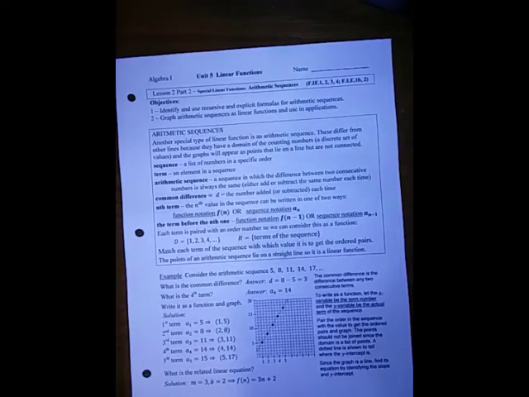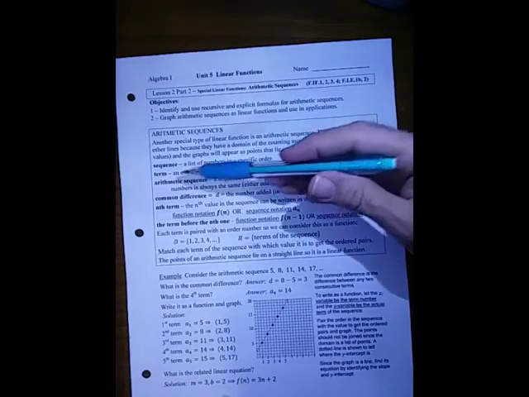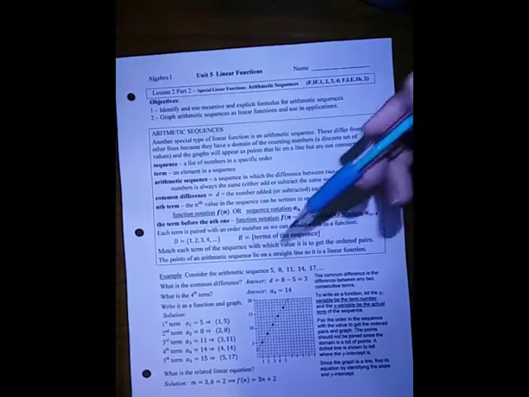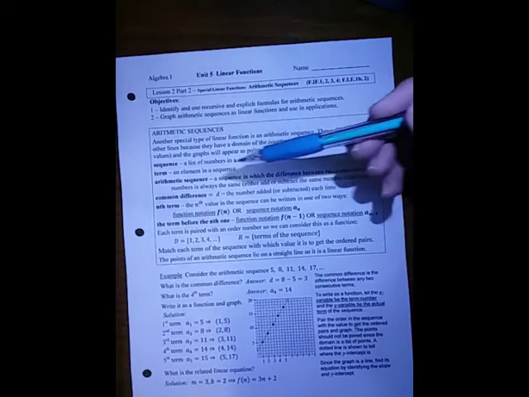So an arithmetic sequence, a sequence, of course, is just a list of numbers in a certain order. And it's in this section because if we were to graph them in their order, they form points on a line. So if we have various numbers in an order, each element is called a term in that sequence. So there's the first term, that's the first number, the second term is the second number, and so on.